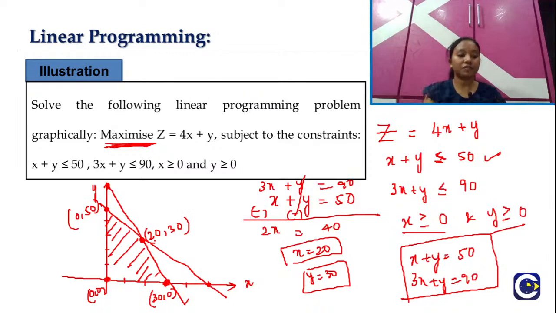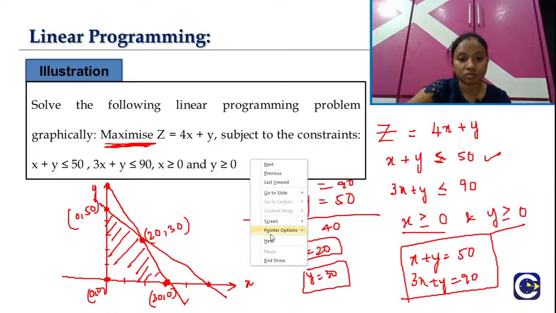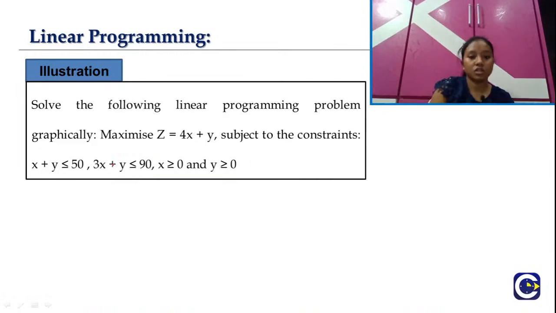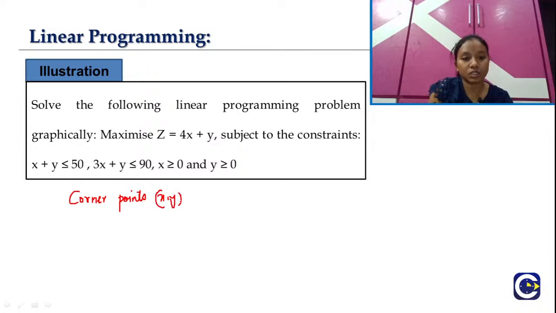So now we have derived our feasible region and we have figured out the corner points. The four corner points which we have here are 0, 50; 0, 0; 30, 0; and 20, 30. So let's erase this. Our corner points, that is x, y, in one column, and the other will be our maximization objective function, that is equal to 4x plus y.